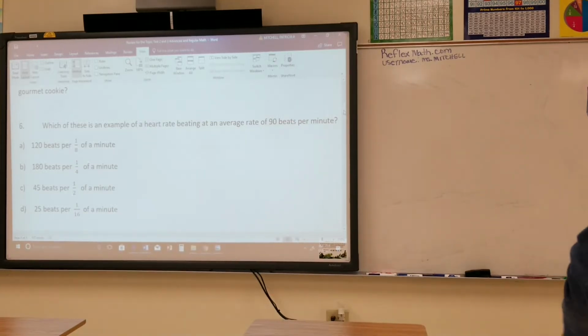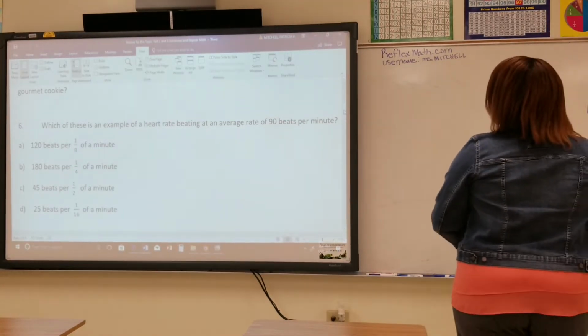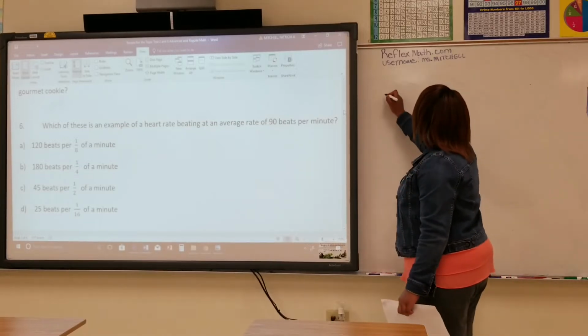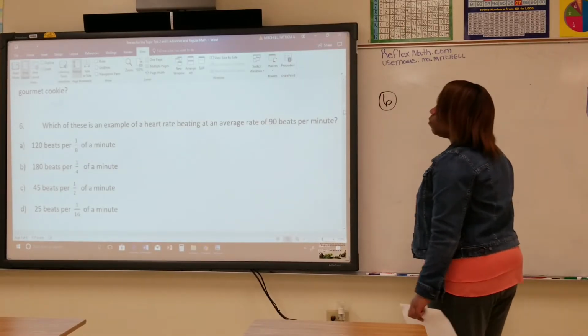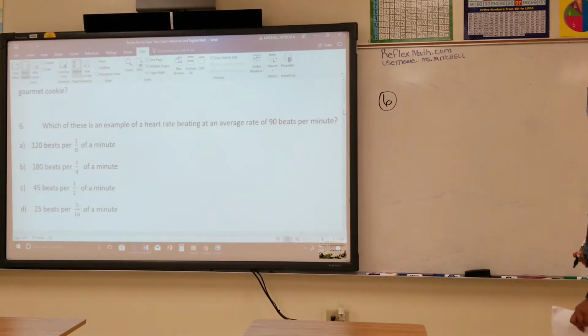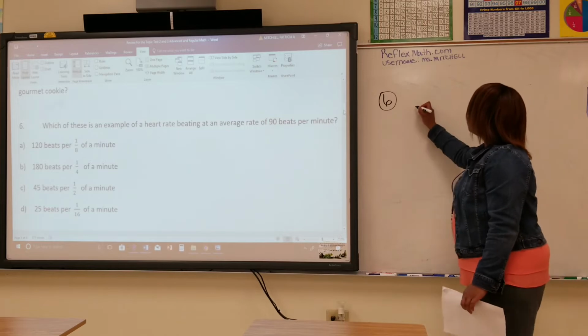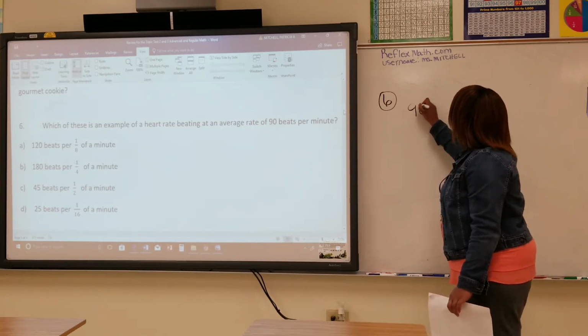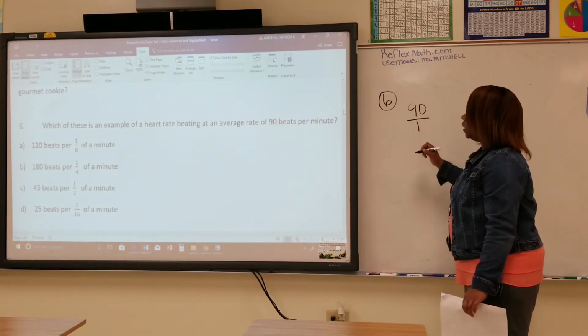Okay, now we're dealing with number 6. And it says, which of these is an example of a heart rate beating at an average rate of 90 beats per minute? Okay, and they give us choices. So which of these is an example of a heart rate beating at an average rate of 90 beats per minute? So we have 90 beats per minute.